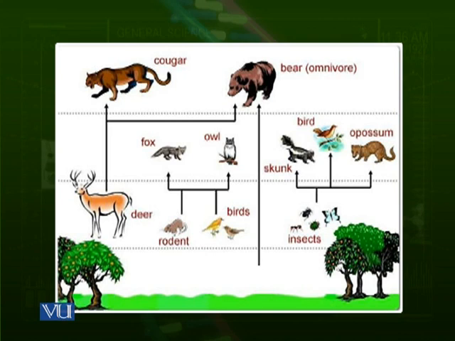So food webs are the complex networks which mark the relationship of different trophic levels between the organisms of a specific area, of a specific ecosystem.